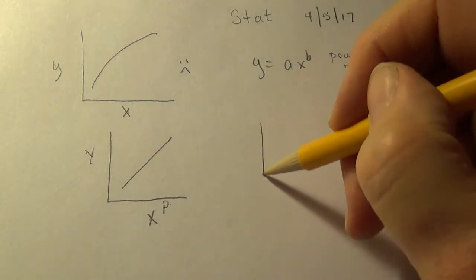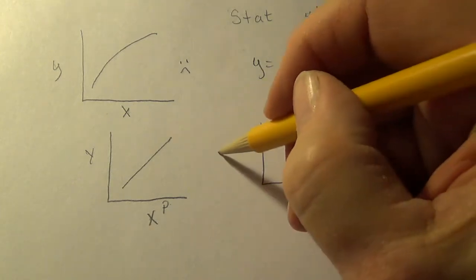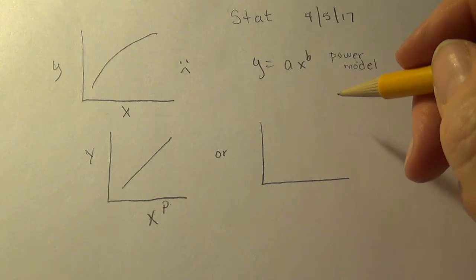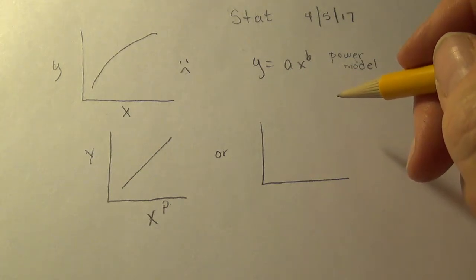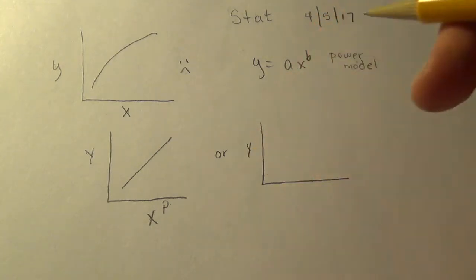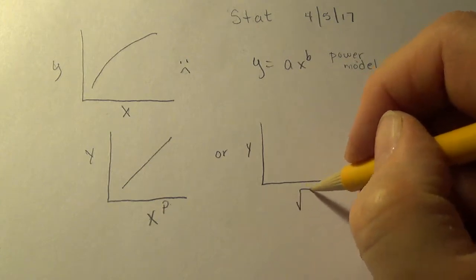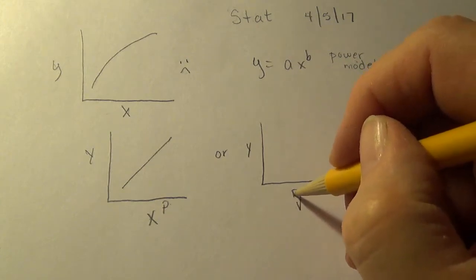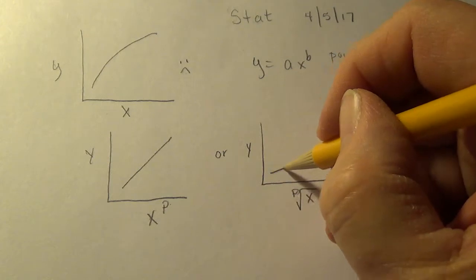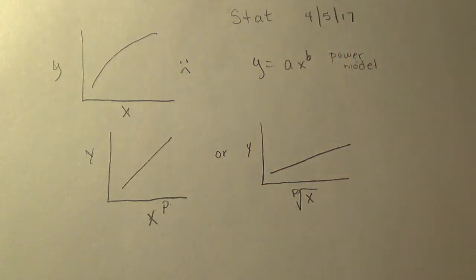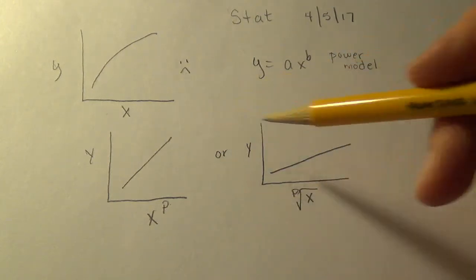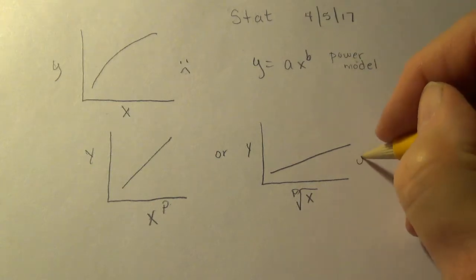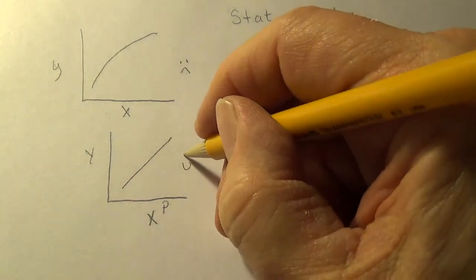So another way, this is a second way you can do that, is you can take y, keep x the same, and do a root. And sometimes that will straighten it out. It'll be a different line, but it will still be a straight line. So either one will do, and we'll change our mood altogether.